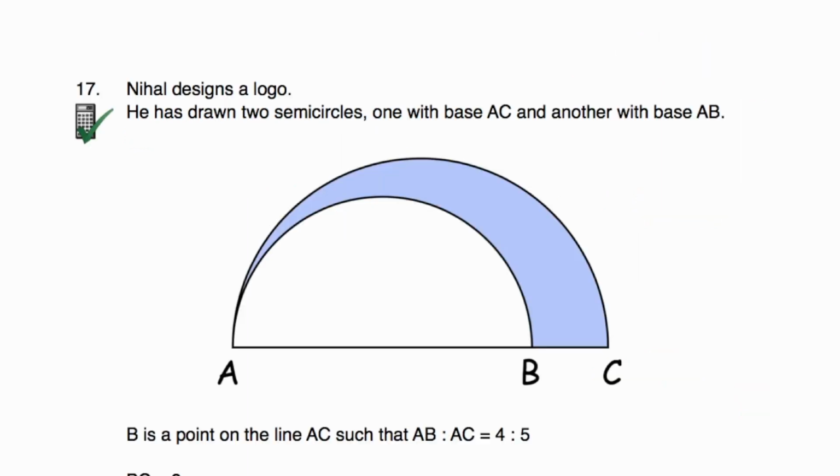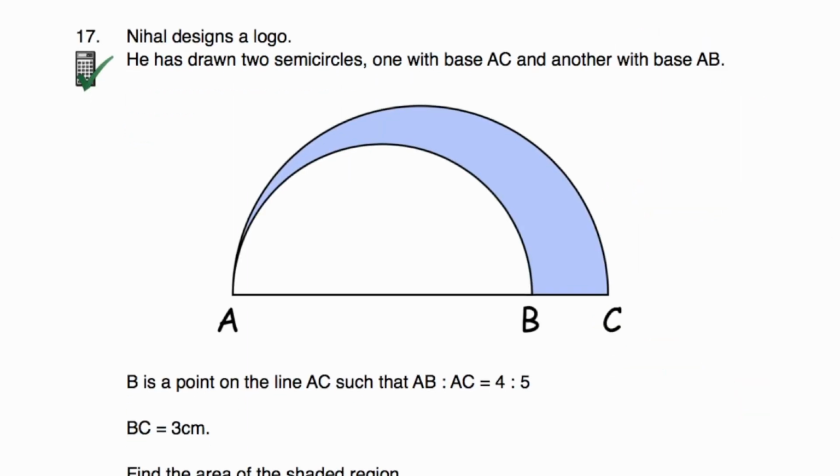Okay, let's have a look at our last question. So question number 17, Nihal designs a logo. So Nihal's designed this logo. He has drawn 2 semicircles, one with base AC, so we've got this semicircle with base AC, and another with base AB, so another semicircle with AB. So both semicircles start here, they're drawn around and then across like so, and around and across like so.